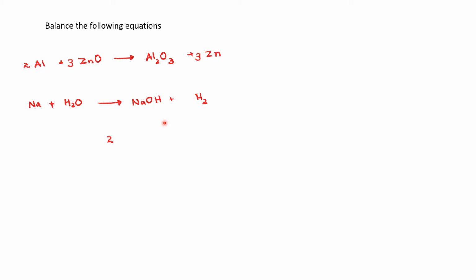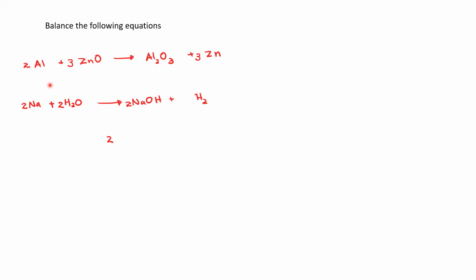equation? We are going to add 2 here, and that makes that you have 2 sodium as well, and you are going to add 2 sodium into this side. By adding 2 hydrogen here, you are going to make this to 2 oxygen as well. So you go back and add 2 to your water.